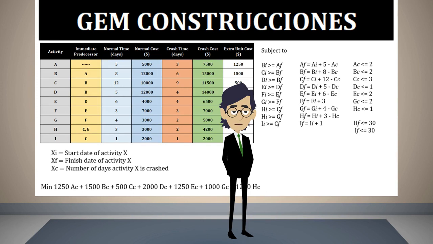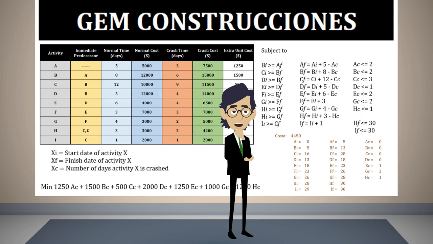When the model is run with the software, we obtain the following results. The most important part to consider is which activities must be crashed. In this case, activity A is crashed 1 day, activity G 2 days, and activity H 1 day. And this will generate an additional cost of $4,450, which means that we will invest $62,450 in the project. $58,000 was the fixed cost for the normal activities, and $4,450 for the extra effort to finish in 30 days.